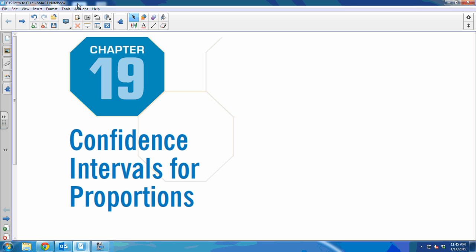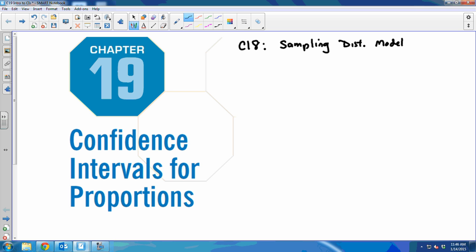So for chapter 19, we're going to need some things from chapter 18. So in general, in chapter 18, what do we learn about sampling distribution models for proportions? What do we need? What is it? How does the model work? Just the ones for proportions. So what are some things we learned?